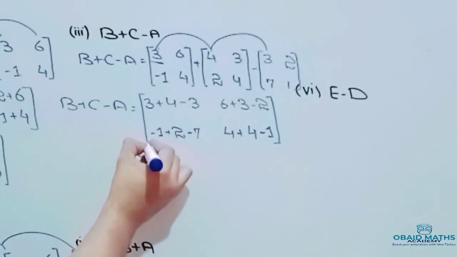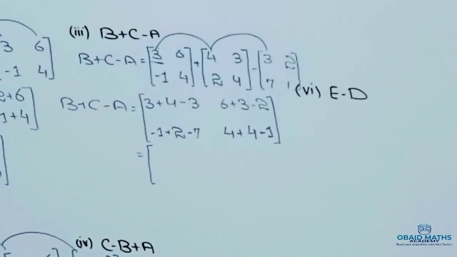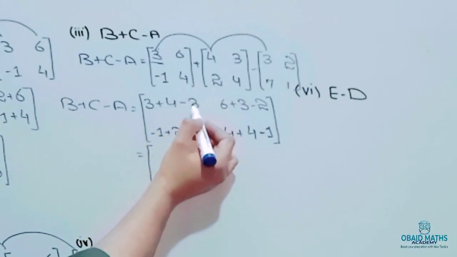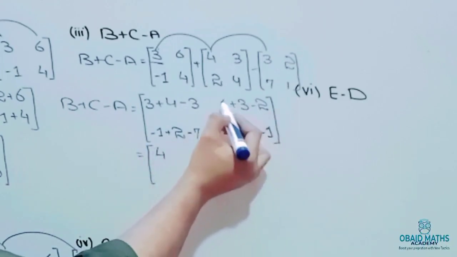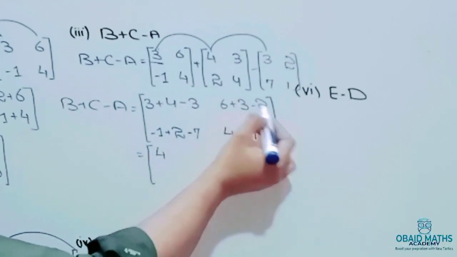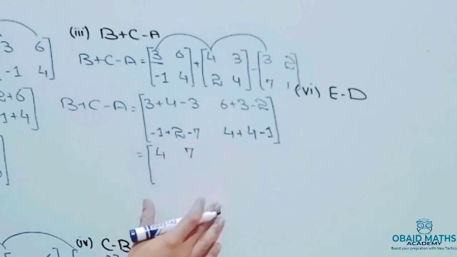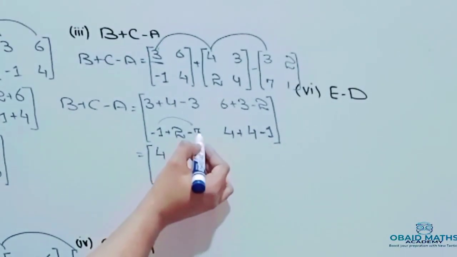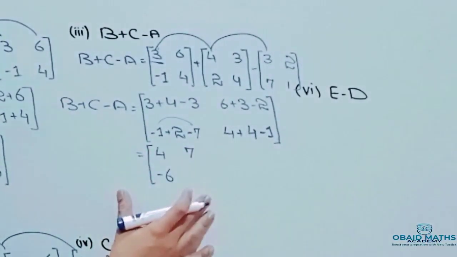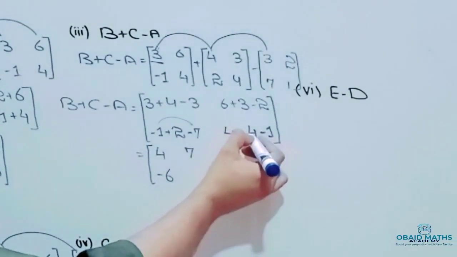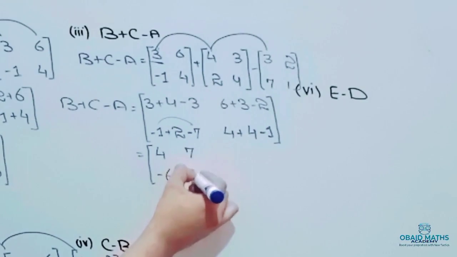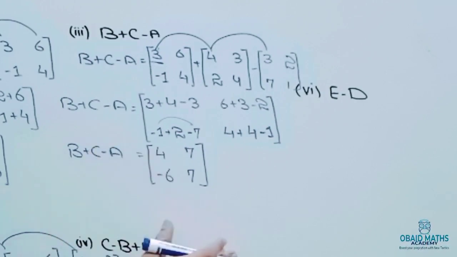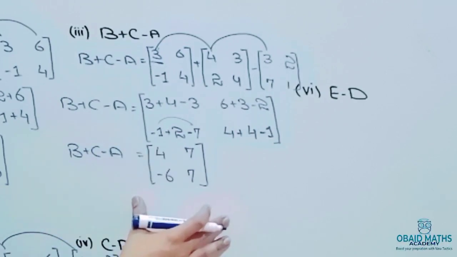Now we just apply the rule of signs: 3 plus 4 is equal to 7, and 7 minus 3 will be 4. Next, 6 plus 3 is equal to 9, and 9 minus 2 is equal to 7. Next, minus 1 and minus 7 is equal to minus 8. Minus 8 and plus 2 is equal to minus 6. Next, 4 plus 4, 8, and 8 minus 1 is equal to 7. So this is the answer of B plus C minus A. I hope you're getting the main point of addition and subtraction.